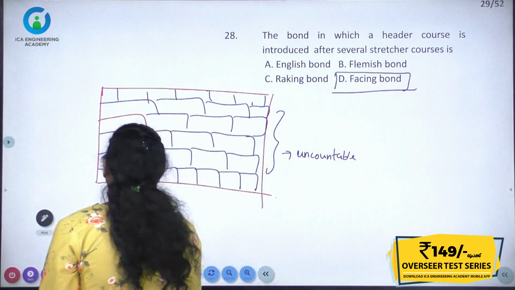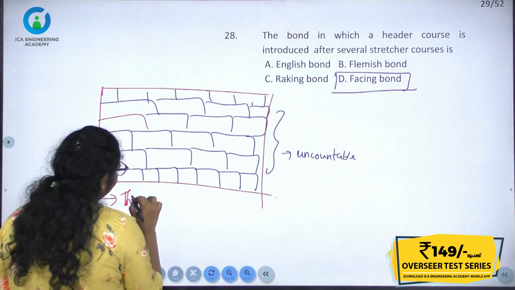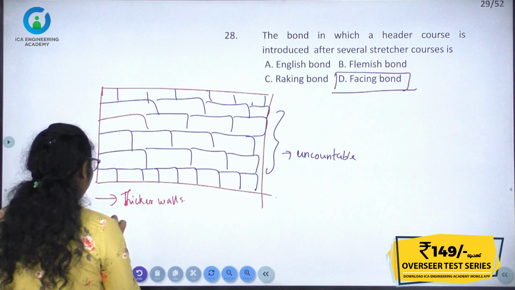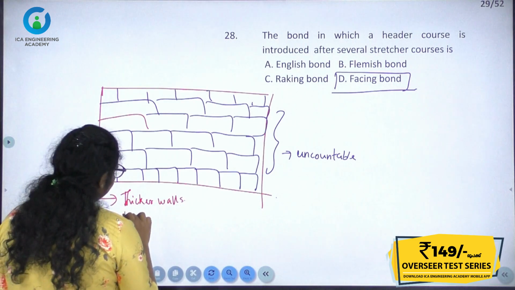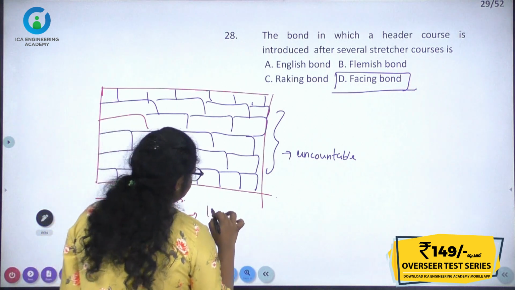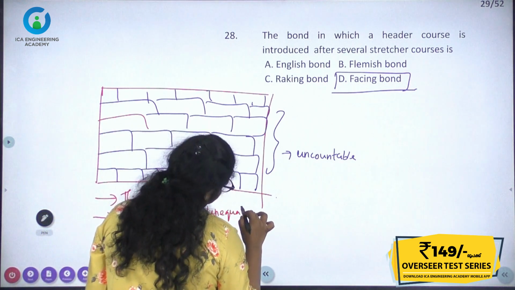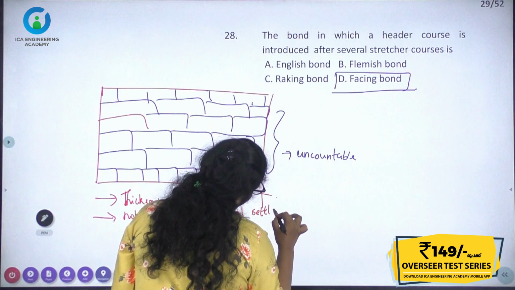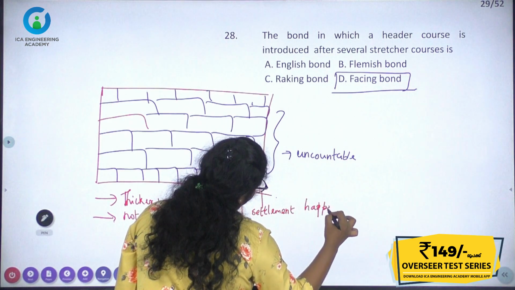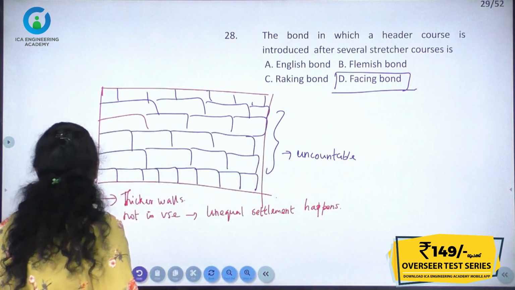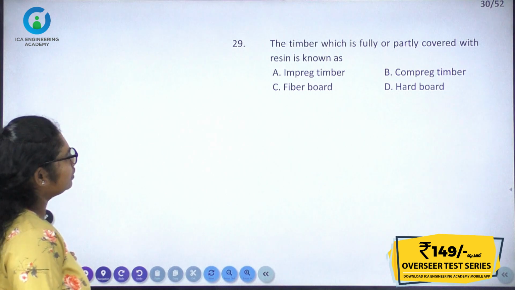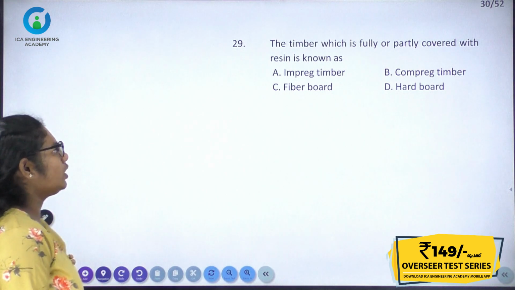This facing bond is only applicable for thicker walls, and it is not in use. Why is it not in use? Because unequal settlement happens.